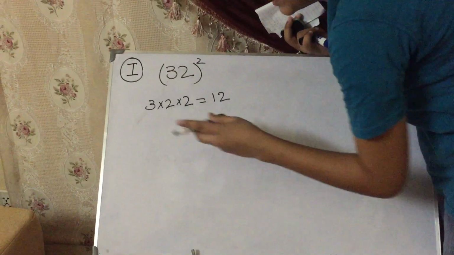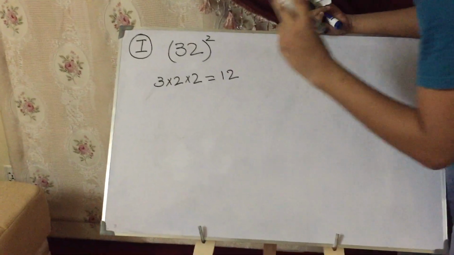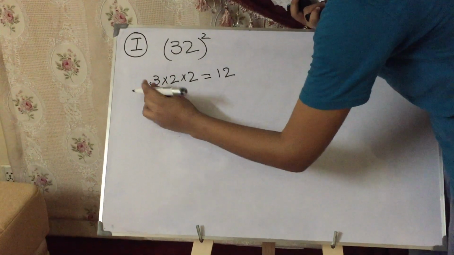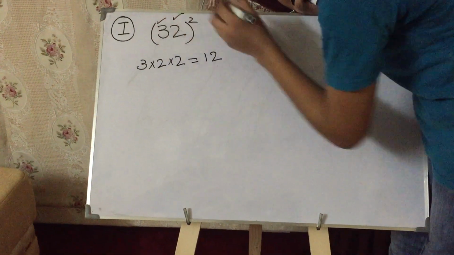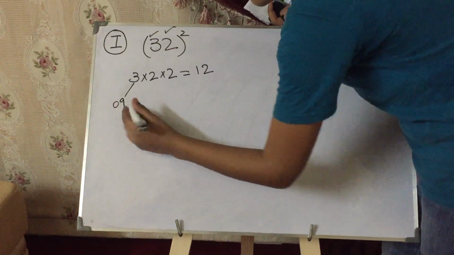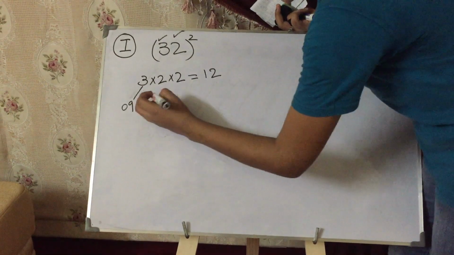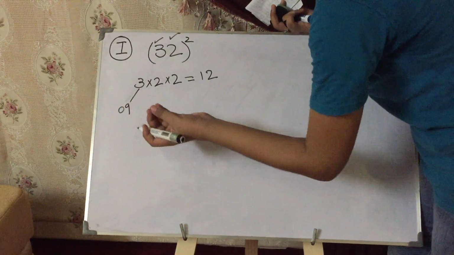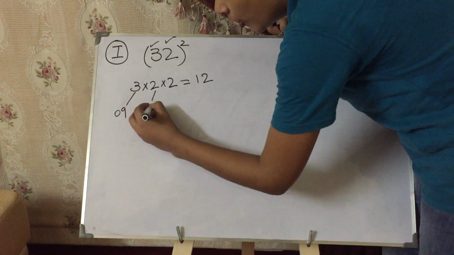Now, all of you remember one thing: we have to bring every number into 2 digits. We have to take out the square of these two numbers, 3 and 2. What is the square of 3? 09. What did I tell you? You have to bring 2 digits. That's why I wrote 09, because 0 has no value, so I put 0. And here, 04.